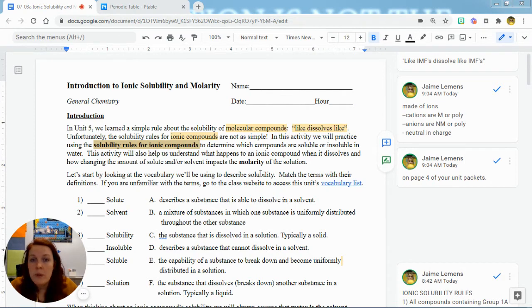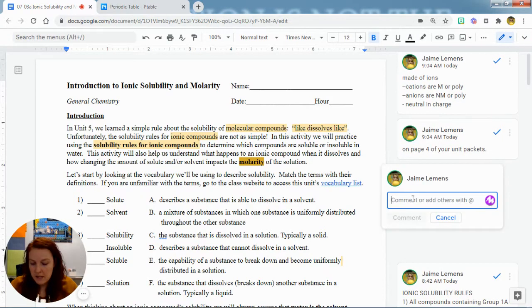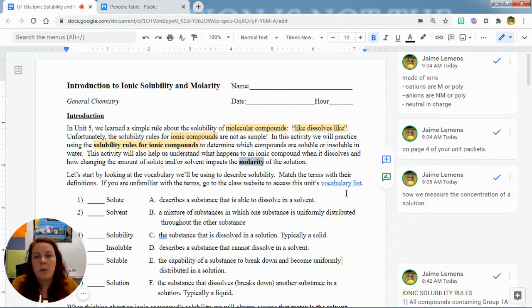Molarity is how we measure concentration, and we are going to be talking about this more later, but I'm going to go ahead and just put a little note there so I know what molarity is as I go through this activity. Okay, so let's start by looking at the vocab.